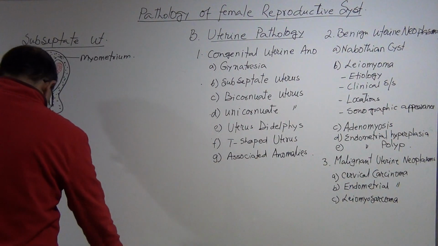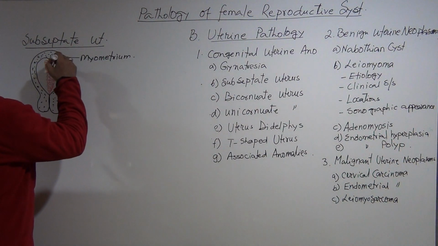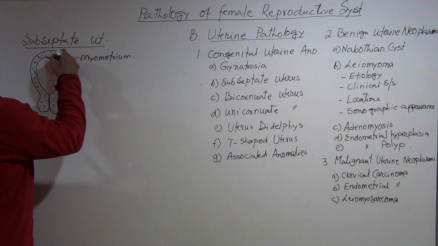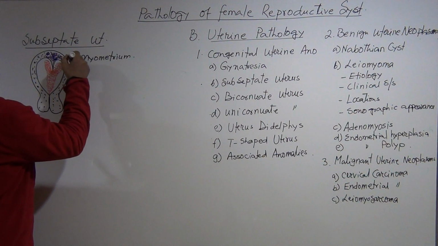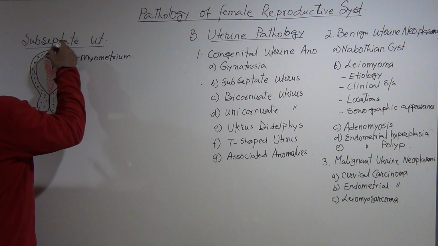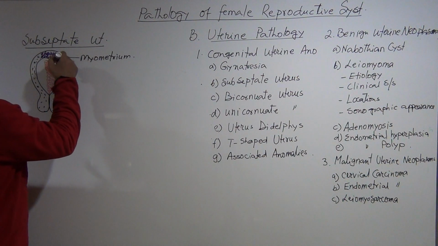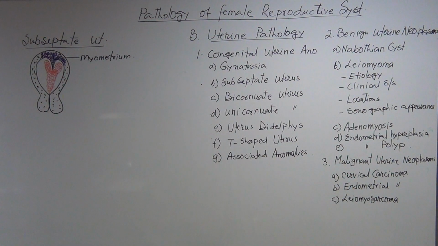Let me give you a different color. Myometrium is hypoechoic, and automatically you can see the myometrium is trying to go down through the endometrium. You can easily see it. Look.